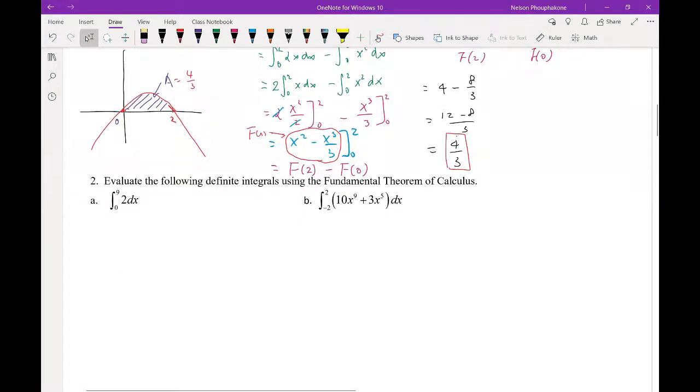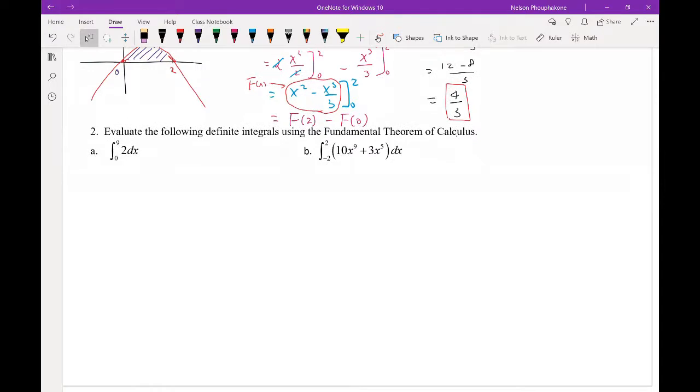Okay, so now let us try to evaluate the following definite integral using the fundamental theorem of calculus. To this one right here, you will see that we will have 2x, we evaluate between 0 and 9, right? Then I will have 2 times 9 minus 2 times 0. So therefore, in this case, my answer will be 18.